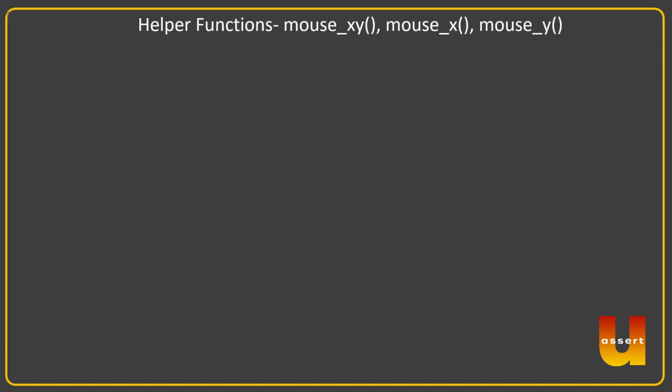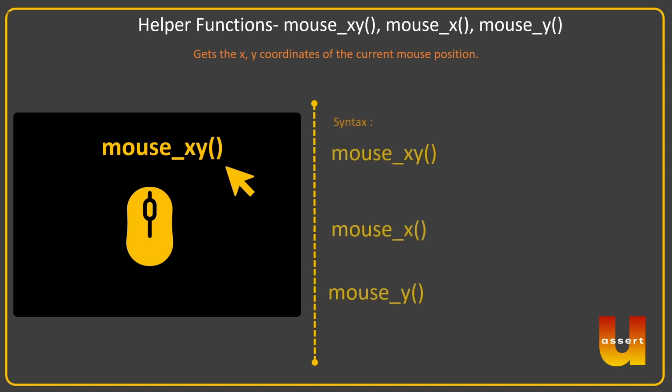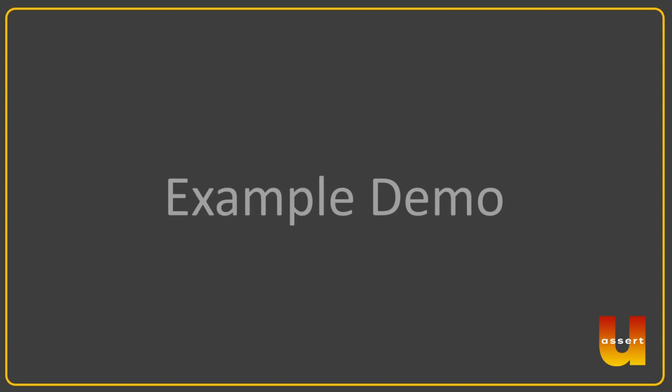As part of helper functions, we are going to see mouse XY, mouse X and mouse Y. Basically, it gets you the coordinate of the current mouse position, and you can perform some actions based on the runtime dynamic coordinates. You can retrieve the coordinates and, based on that, perform actions like clicking, hovering, double clicking, any of those actions. This is very useful when we are working in a live or real-time mode, or doing any kind of visual automation. So let's look into an example and see how it works.